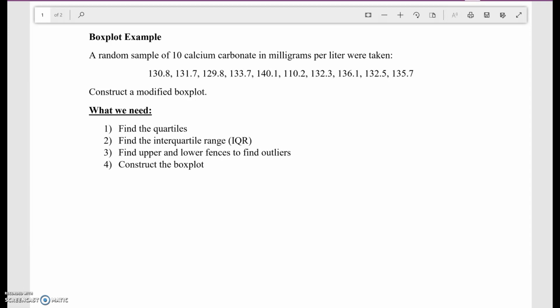So I wrote down here the 4 different steps. Try to figure out our quartiles. So we want to figure out what Q1, Q2, and Q3 are. We need to figure out what our interquartile range is. That's the IQR. Remember that the IQR is equal to Q3 minus Q1. And then we want to find the upper and lower fences to find outliers.